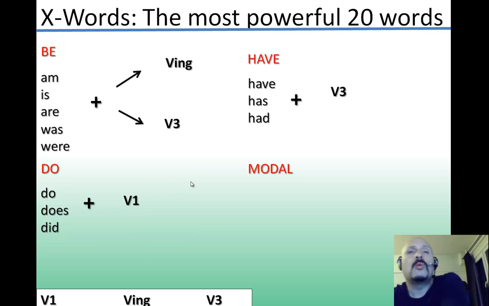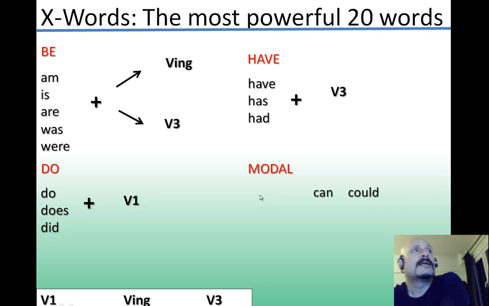Do, does, did only goes with verb 1. That's 100% of the time. If you have do, does, did in a sentence, and there is another verb, that verb 100% of the time will be verb 1.